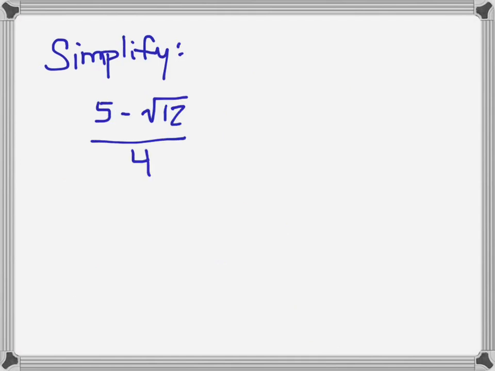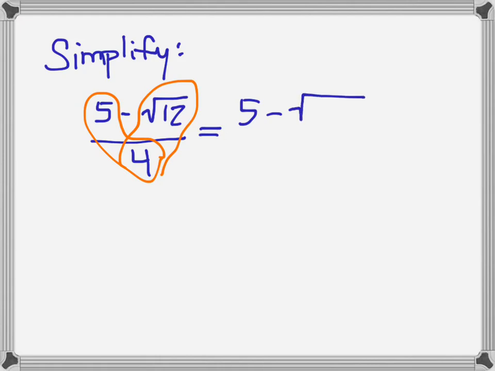How about this one? 5 minus the square root of 12, divided by 4. Both of these terms in the numerator are being divided by the 4. I have 5 minus, and I'd like to rewrite the 12 as some sort of perfect square. I know 12 is 6 times 2. I also know that it's 3 times 4, and I like that one because I know that the square root of 4 can be calculated. That's 2. So I'll pick that one.